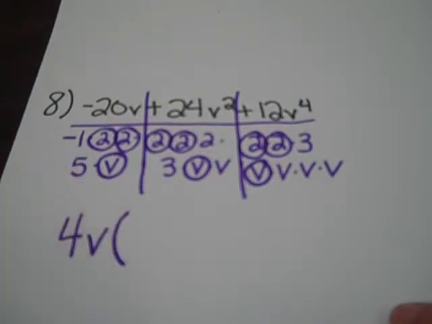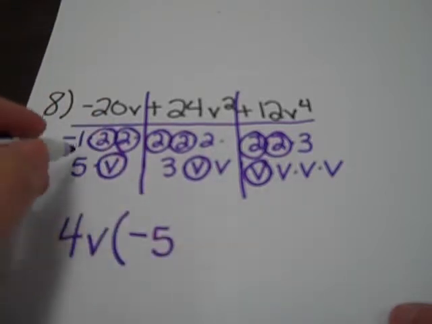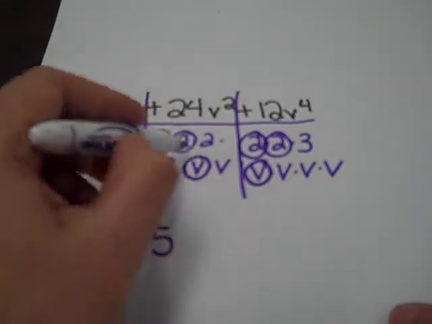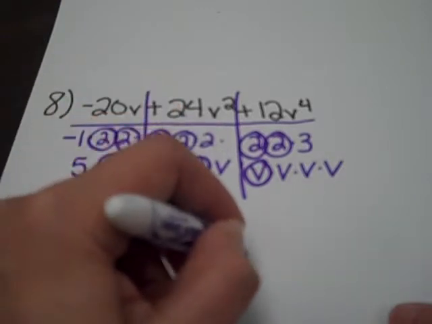But because it tells me to factor it completely, I have negative 1 times 5 is negative 5 left in that box. 2 times 3 is 6 times v is 6v.